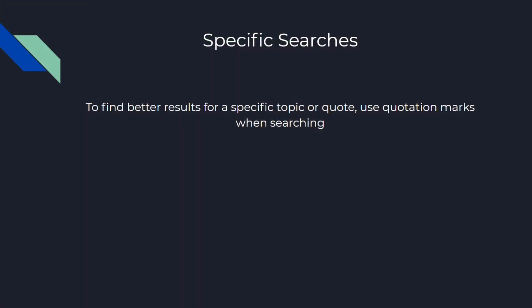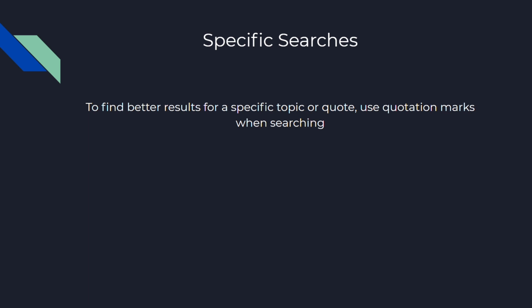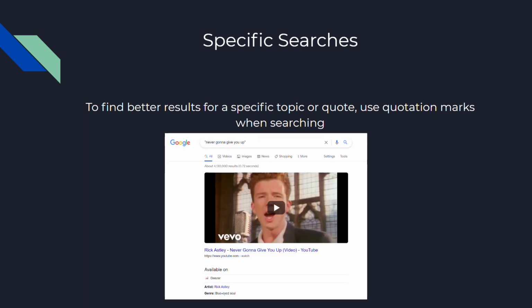We can also tell Google if we are searching for a specific topic or quote. This can be done using quotation marks. For example, if I want to research more information about adopting a dog, I can search adopt, quote-unquote, dog. Now, all results that Google brings up would contain information about dogs. Or this can also be used to search particular quotes, such as song lyrics. Say I heard a song I really liked and the chorus stuck with me. I could Google it, and I can find the song.